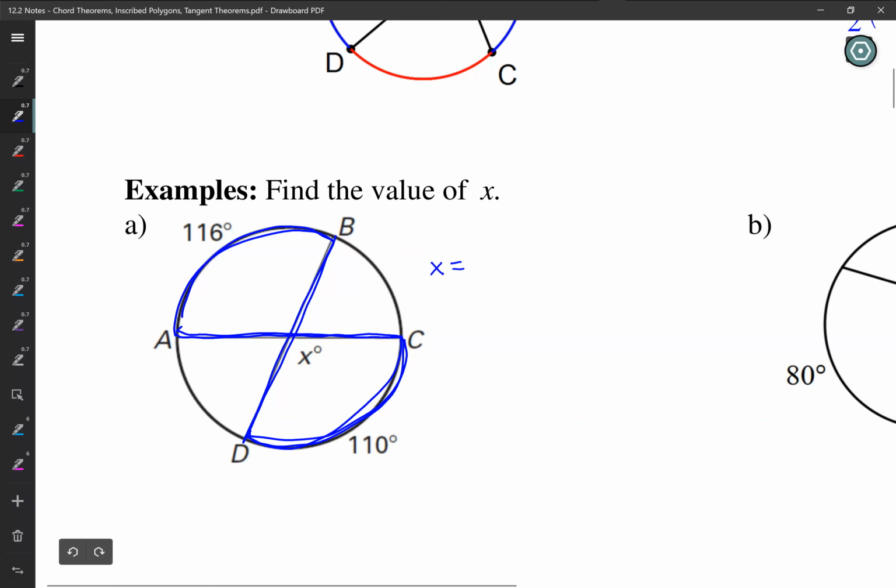So to get x, I'm going to take the two arc measures, 116 plus 110. I'm going to add them together and I'm going to divide by 2. You can write it like that, or you can write 1/2 times 116 plus 110. Those mean the same thing. Doesn't matter which way you write it. I prefer to write it as adding together and dividing by 2. So 116 plus 110 is 226. Divide by 2. That's going to give you 113 degrees.